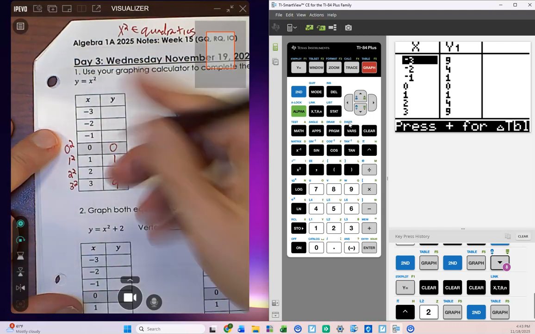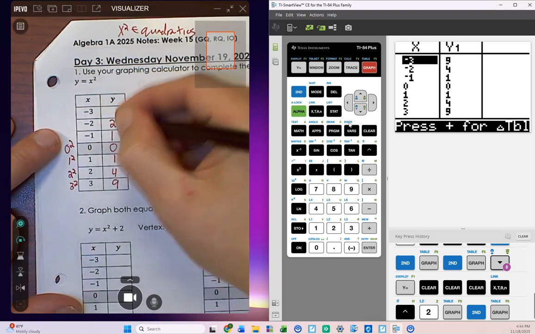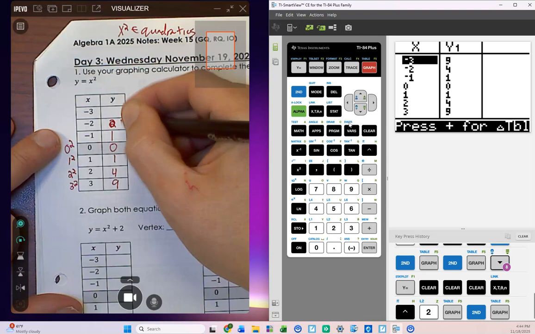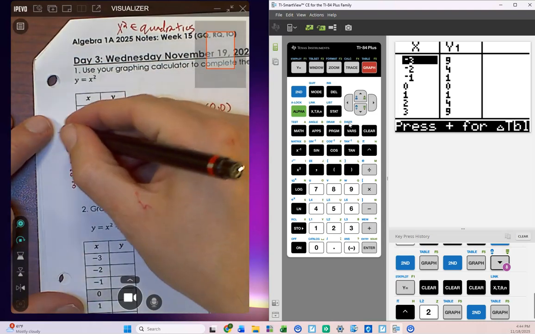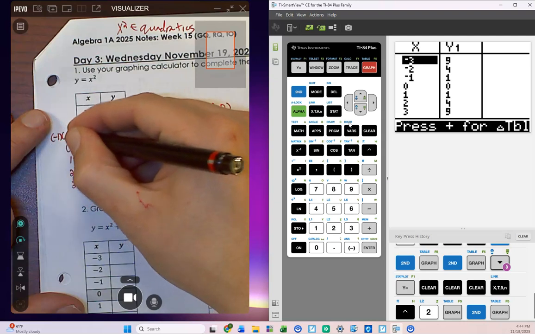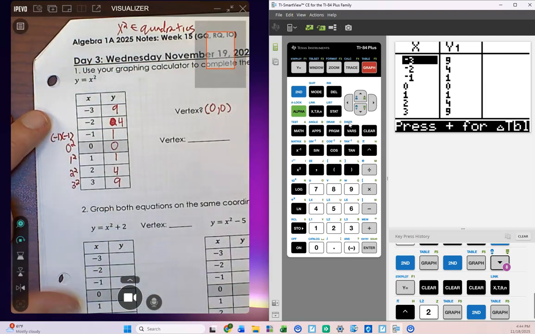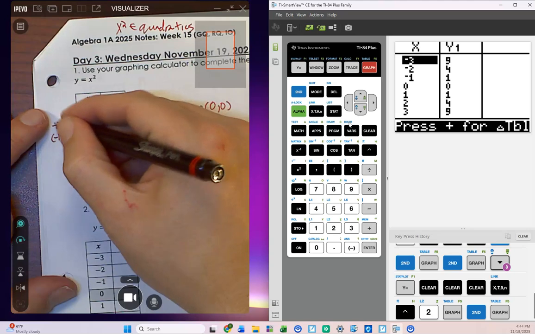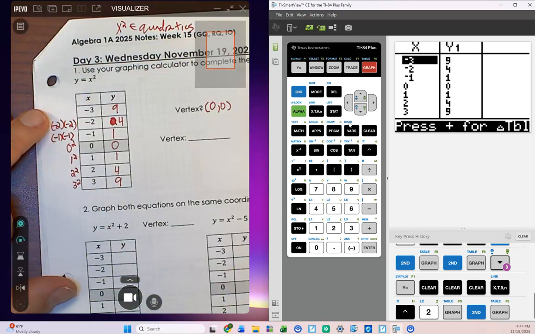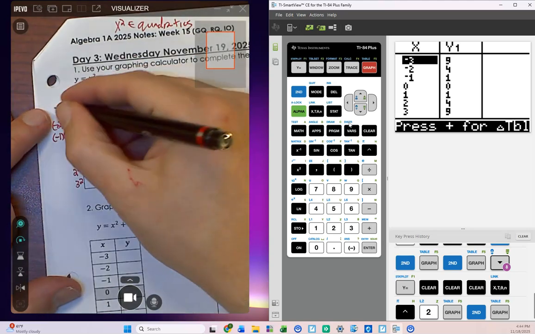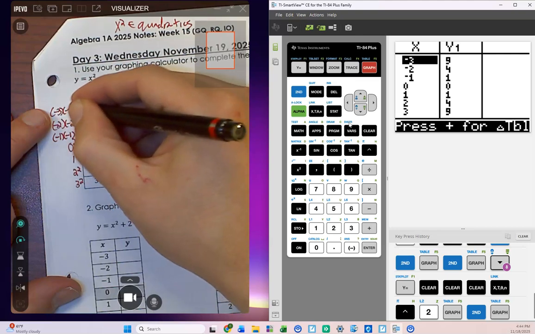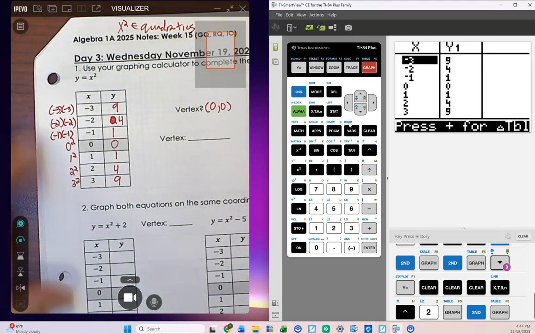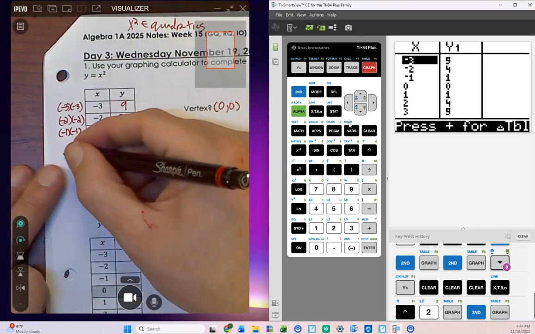Okay, then look at the negative ones. We got 1, 4, 9. How did we get that? Well, negative 1 squared is negative 1 times negative 1. Negative 2 times negative 2 is also 4. So it's got symmetry, and like this one was 1 times 1.